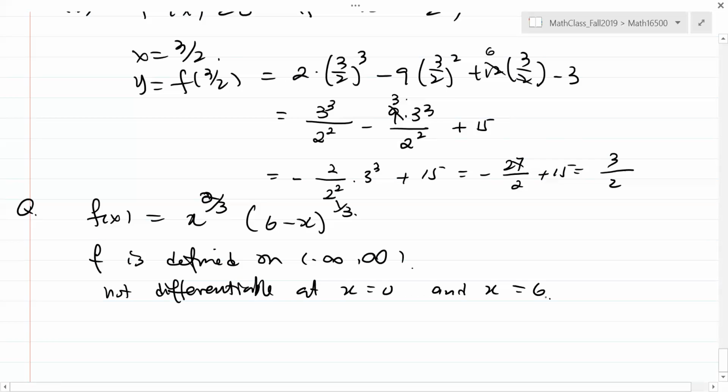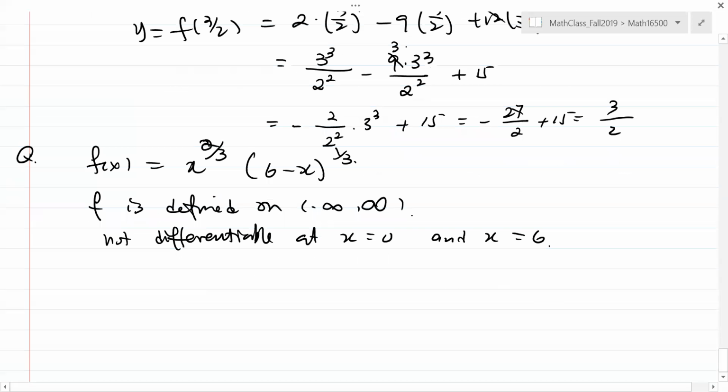I want to sketch the graph without finding the derivative first. That's very important. Sketch the graph without finding derivatives. How do you do that?